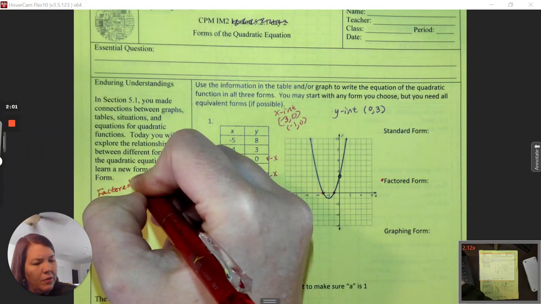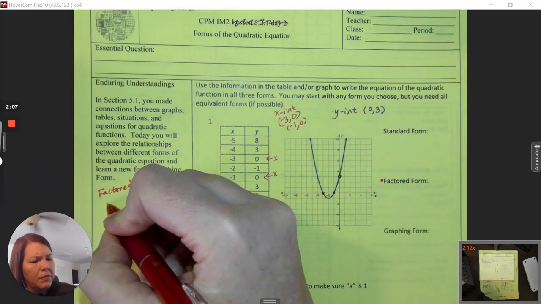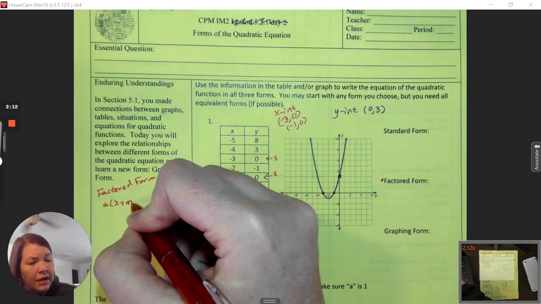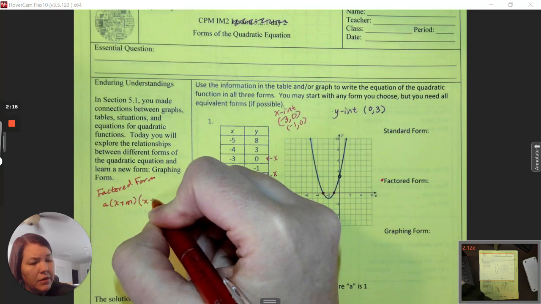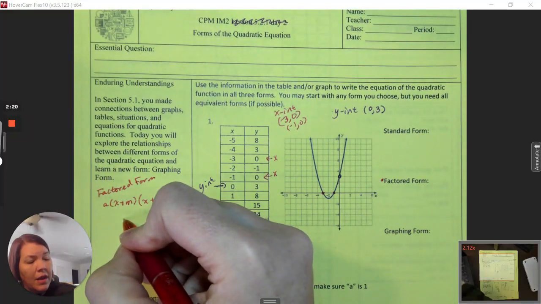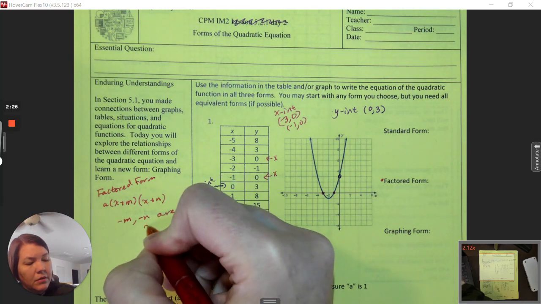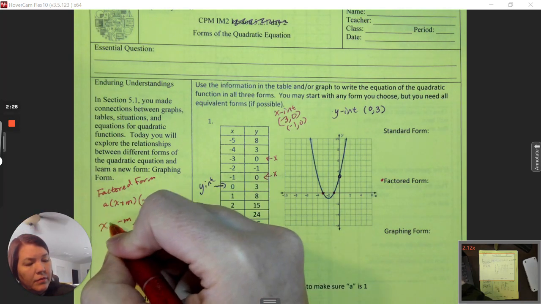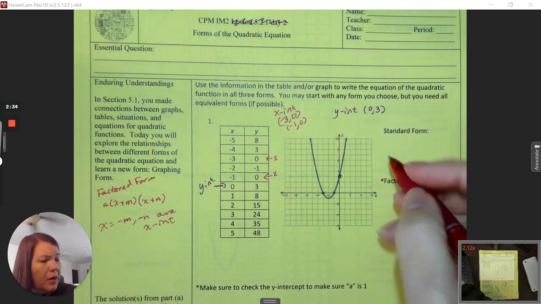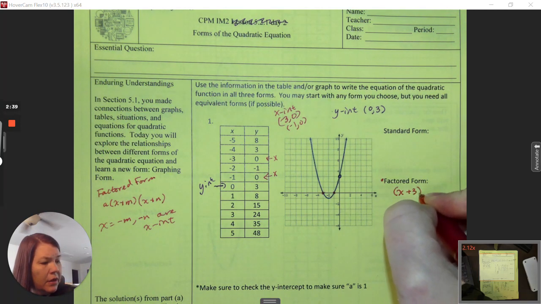We kind of went over this, I think in class today, but it might not have been. Factored form is a parentheses x plus or minus a number, and x plus or minus another number, just assuming they're different. Basically, you have your two factors where -m and -n are the x-intercepts. So my x-intercepts are -3 and -1, and so my equation will be x plus 3 and x plus 1.